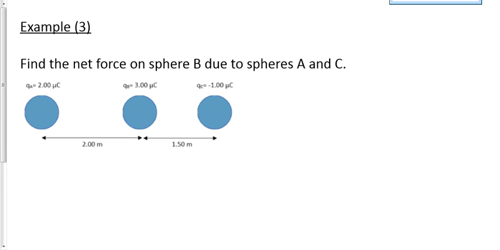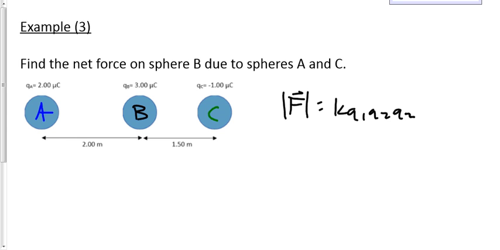How about this one? Find the net force on B due to A and C. Well, let's name these A, C, and let's name the middle one B here. The net force on B due to spheres A and C. Listen, if I only had two charges, I'd say F is equal to KQ1 Q2 over R squared, right? Or KQA QB over R squared, right? Can I just change this? Can I change my equation up a little bit? Just the tiniest little bit. Can I do that?